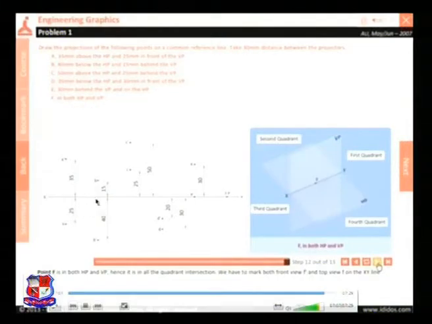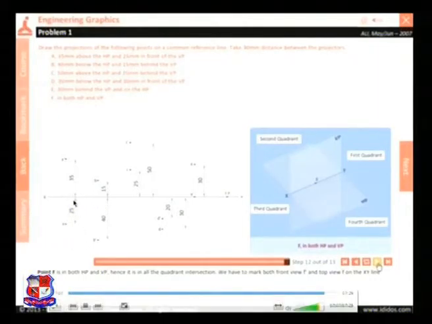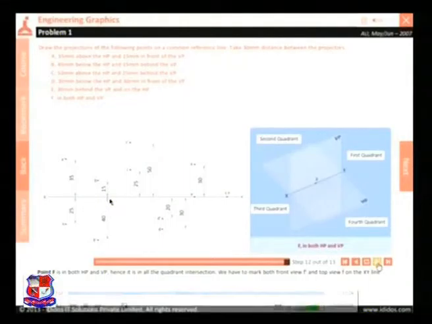Mark a point 25 mm away from the XY line and give the dimension. One more very important thing, if you see in the problem, it has been given to take 30 mm distance between the projectors, which means the distance between point A and point B should be 30 mm. We have achieved the point A. Now when we are starting the point B, it should be exactly 30 mm away from the point A on the XY line.